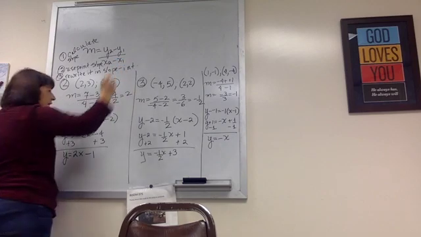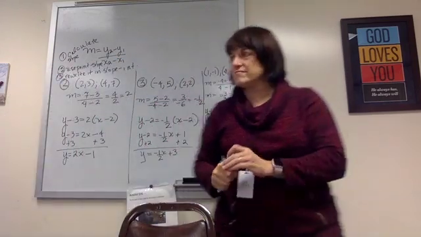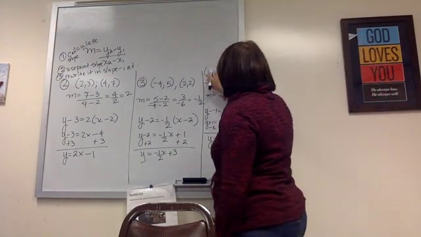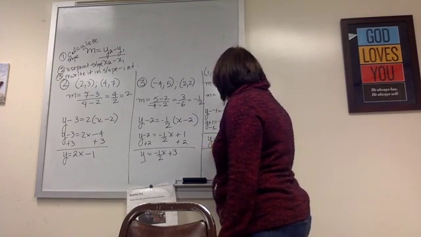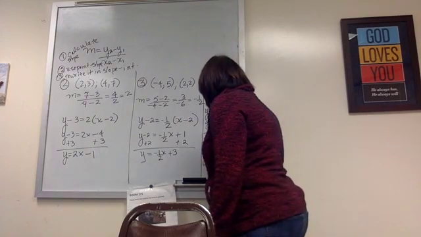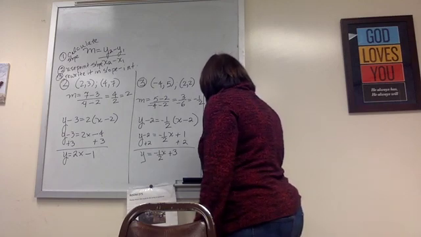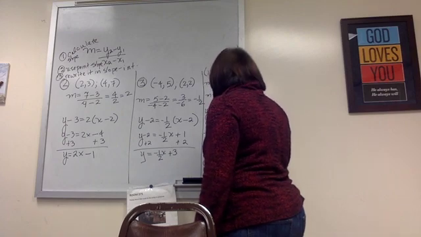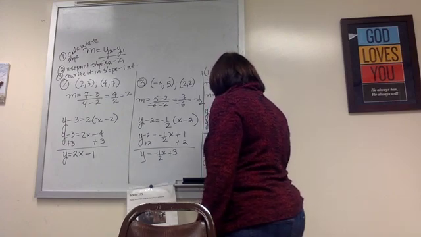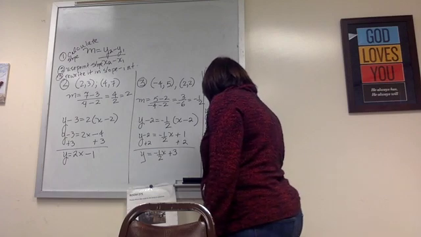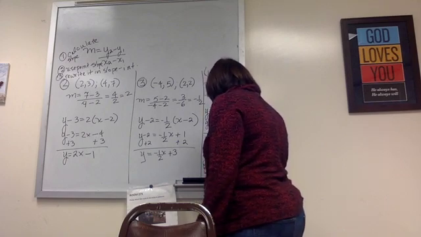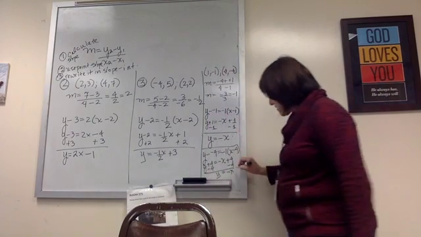Does it matter which point I use? Nope, and just to prove it to you, which point did I use? I used this point, I'm going to use this point now, okay? So I'm going to say y minus negative 4 equals, my slope was negative 1, times x minus 4. So this becomes y plus 4 equals negative x plus 4. Subtract 4 from both sides, guess what I get? y equals negative x. There it is.